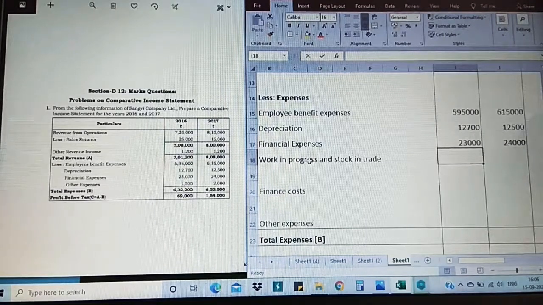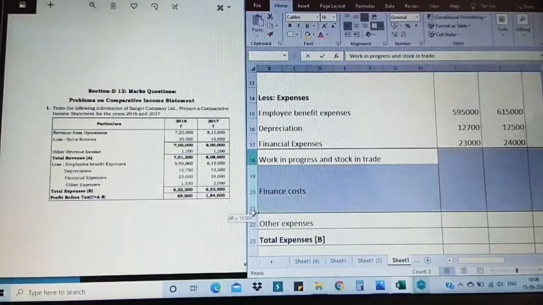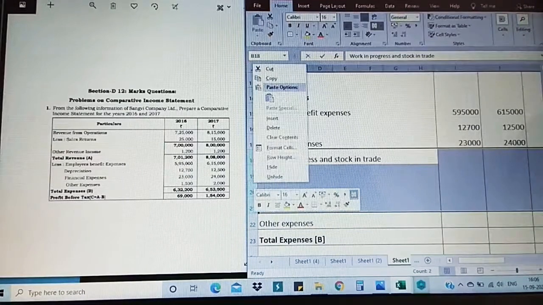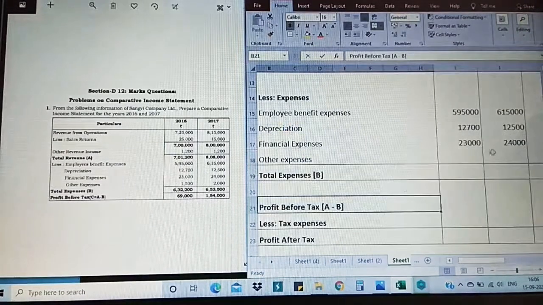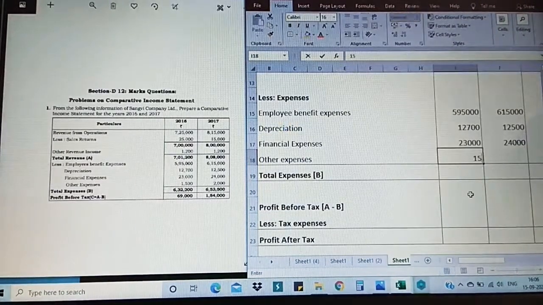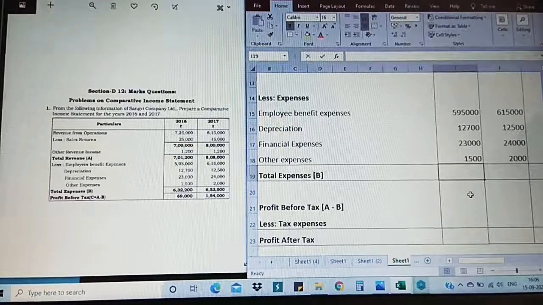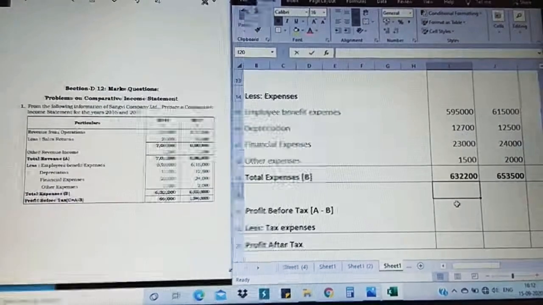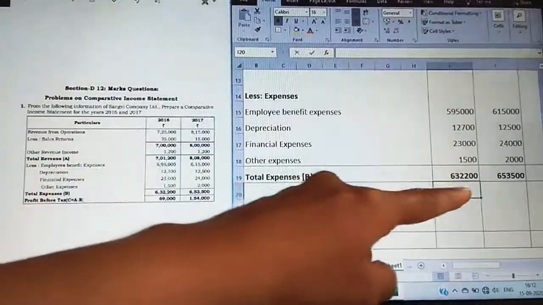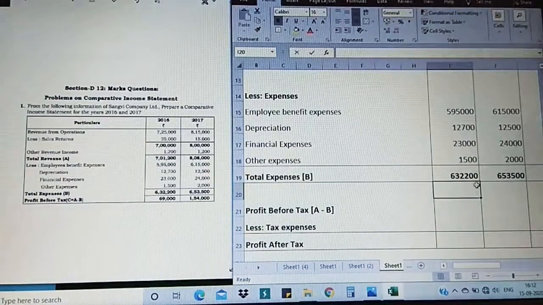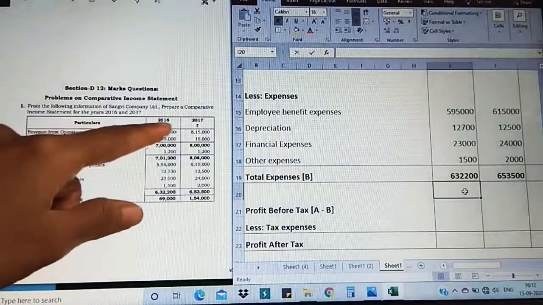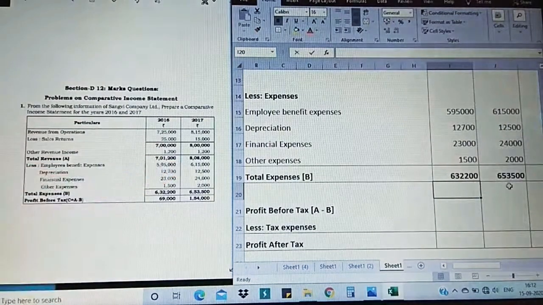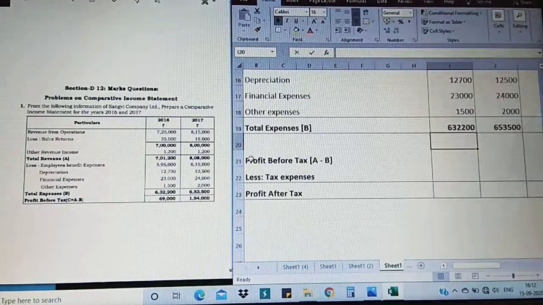Then apart from that, other expenses. So it's only one item. So let me just remove these cells. So just observe, 1,500 and 2,000. Now the total expenses is going to be 6,32,200 for 2016 and for 2017 6,53,500. Now next step is going to be profit before tax, that is A minus B.